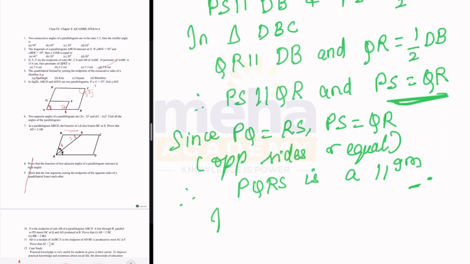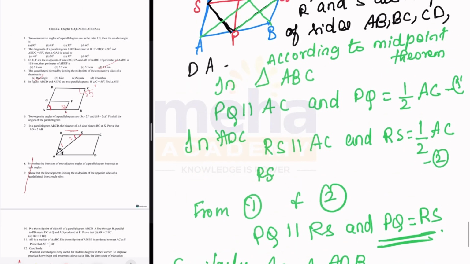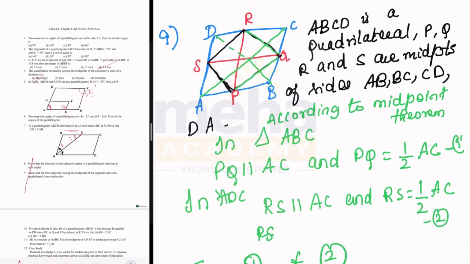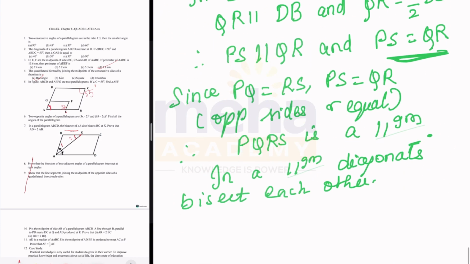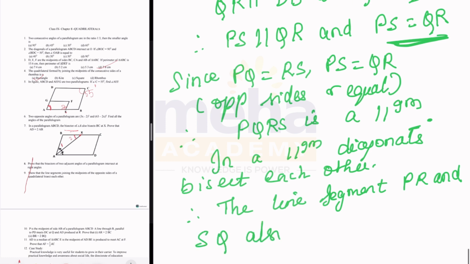We also know that in a parallelogram, diagonals bisect each other. If that is the case, then the line segments connecting the midpoints, PR and SQ, will also bisect each other.